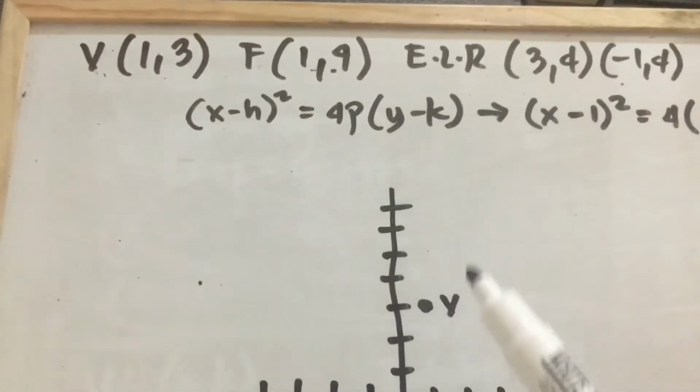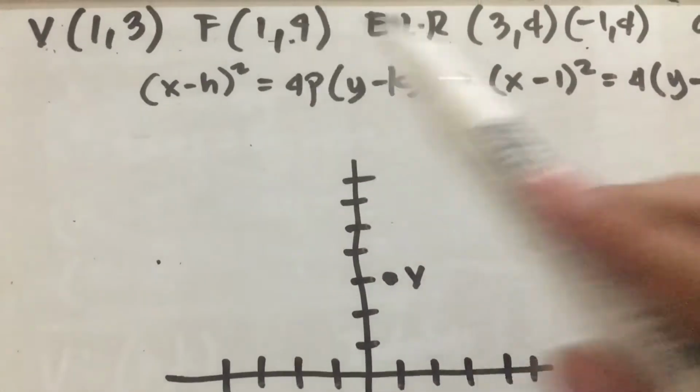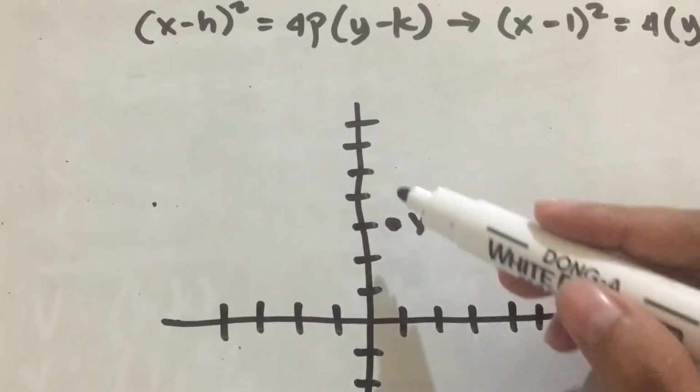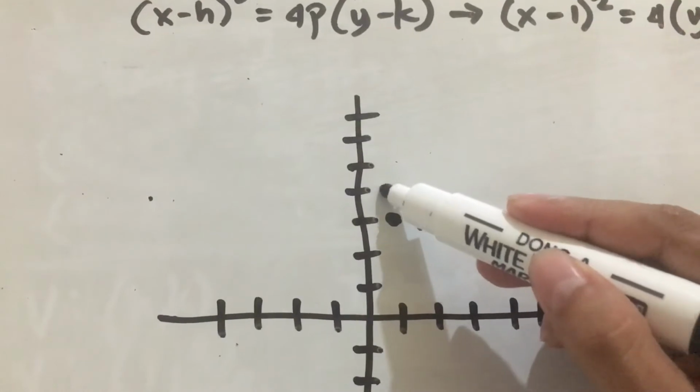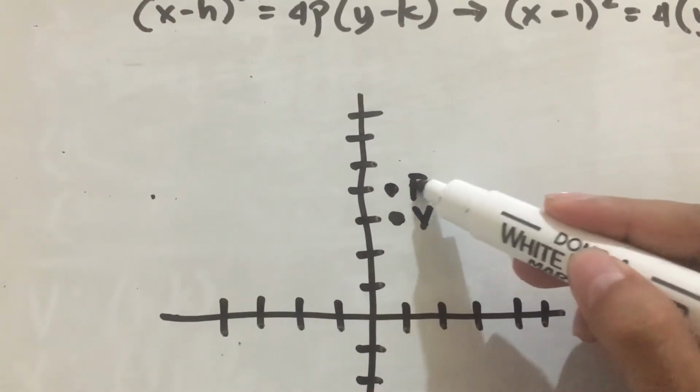So next, after the vertex, let's go to the focus. Your focus is (1, 4). So 1, and then 1, 2, 3, 4. So this is your focus.